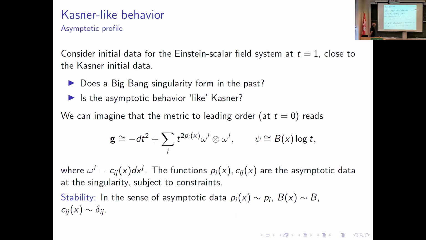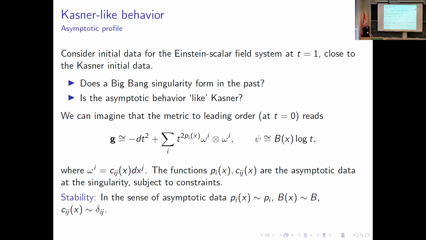All right. So you can think of prescribing, so this is relative to the initial value problem, right? So you can think of prescribing initial data on t equals 1, let's say, which are close to the Kastner initial data, the homogeneous initial data. And the question we want to answer is whether there's a Big Bang singularity in the past. We know that it's past incomplete, thanks to Hawking. And we would like, if there is a Big Bang singularity, to understand what is the asymptotic behavior, if there exists one. Is it like Kastner or is it different?